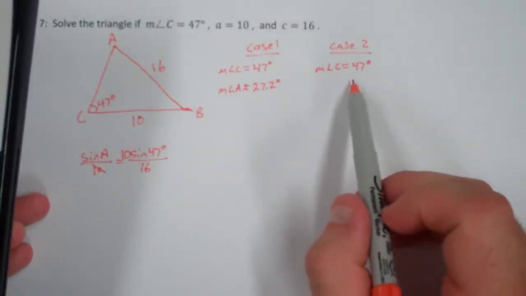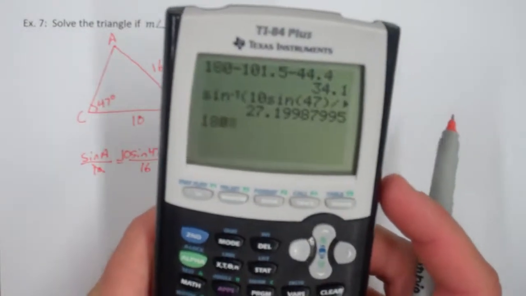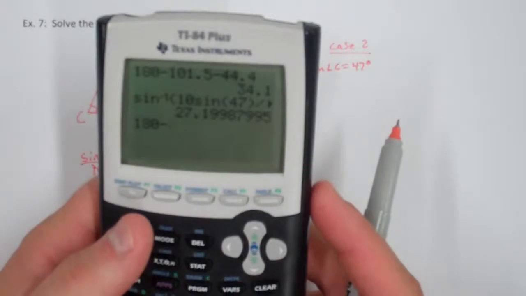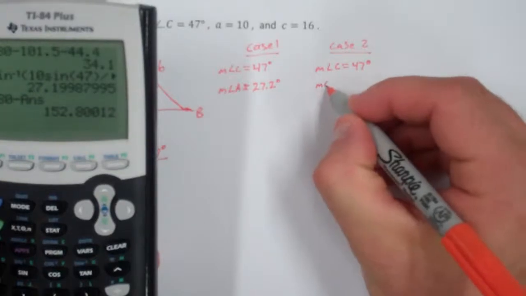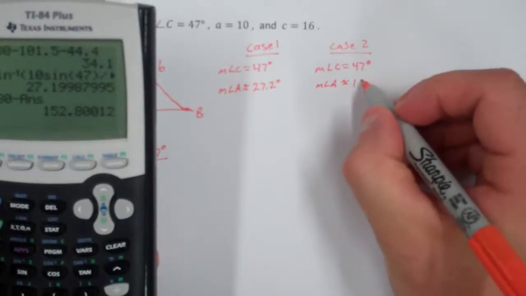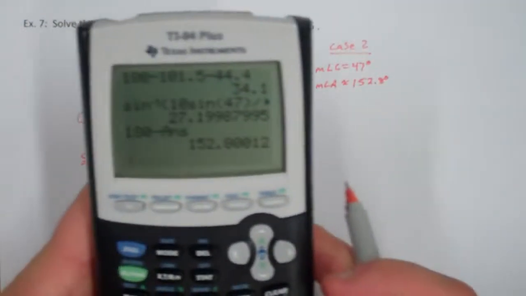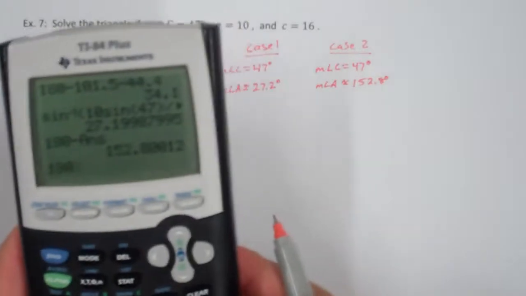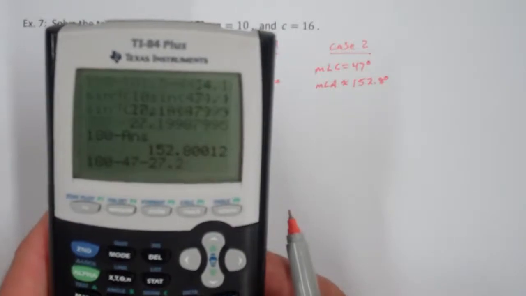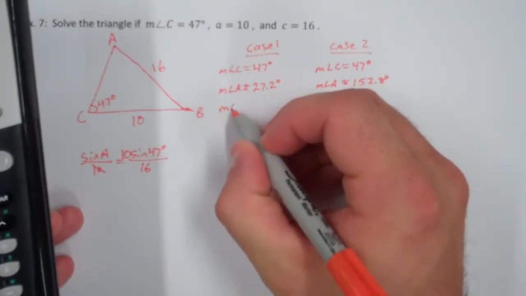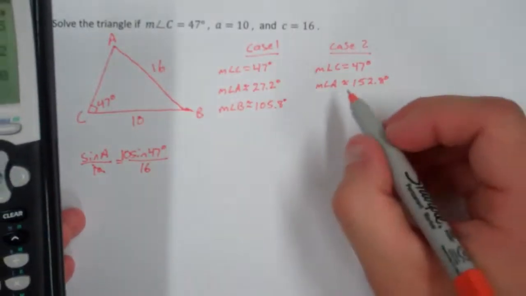Remember, when we're looking for the other angle A in the second possibility, we just need to do 180 minus that angle. Those two angles will be supplementary. So we get 152.8. If we do 180 minus 47 minus 27.2, we'll find that other angle. And this measure of angle B should be about 105.8 degrees.